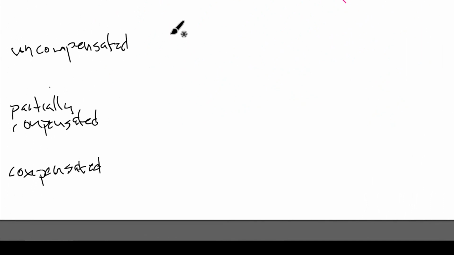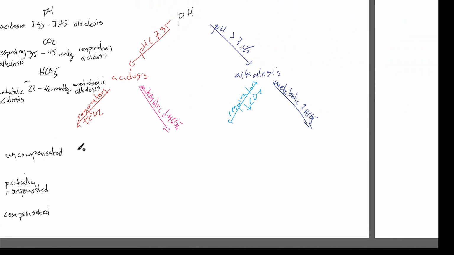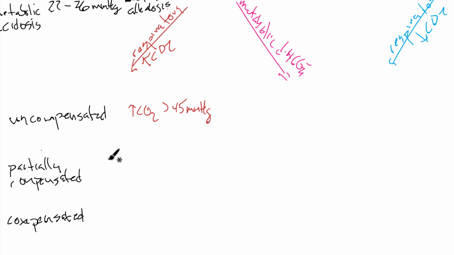Uncompensated is when you have high CO2, higher than 45 millimeters of mercury. Now what the body's going to do to try and start to fix this is raise bicarb. The kidneys are going to keep bicarb, the kidneys are going to make bicarb, so we're going to increase bicarb to above 26. But what makes it partially compensated is pH hasn't changed.